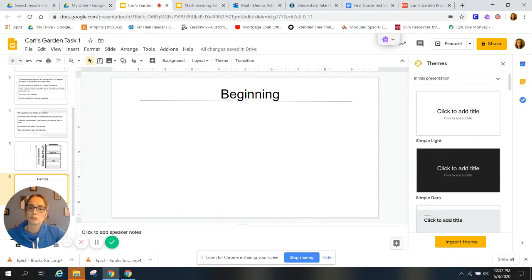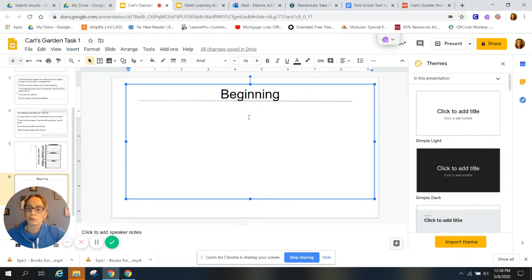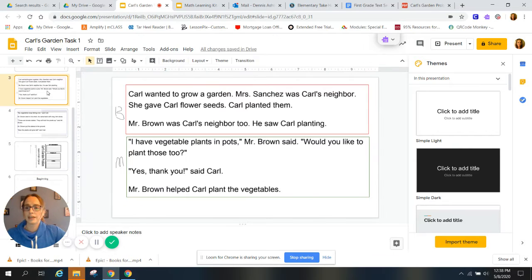So here we're going to write what happened in the beginning of our story. So let's go back in the story because that's really important for us to go back and reread. So let's look in the beginning. It says Carl wanted to grow a garden. Miss Sanchez was Carl's neighbor. She gave Carl flower seeds. Carl planted them. Mr. Brown was Carl's neighbor too. He saw Carl planting. So what happened first in the story?